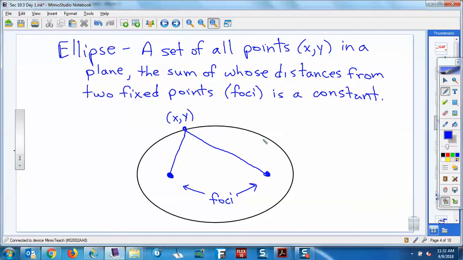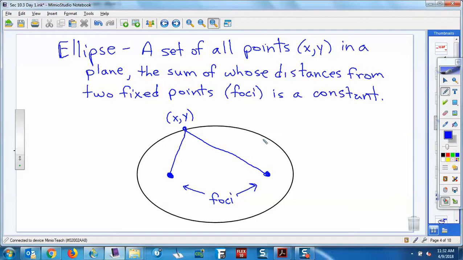Similar to our parabola definition: a parabola was the set of all points that were equidistant from a fixed point, the focus, and a line, the directrix. This is the set of all points, the sum of whose distances from two fixed points is a constant. In other words, this length and this length added together is the same all the way around the ellipse.